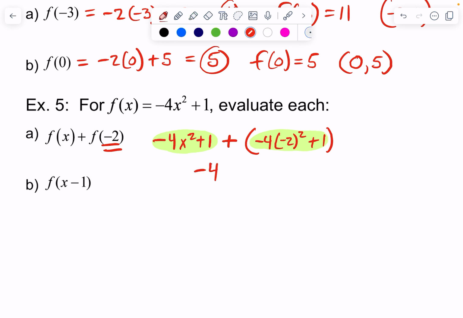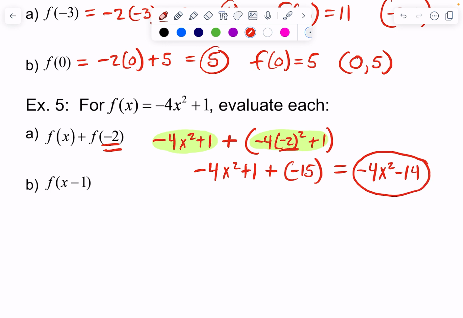So I've got negative 4x squared plus 1 plus negative 2 squared is 4 times negative 4 is negative 16 plus 1 is negative 15. And my final answer when I add like terms is negative 4x squared minus 14. And it's that simple.